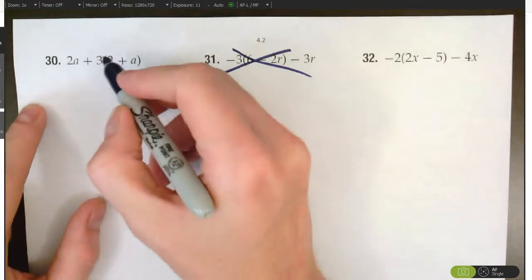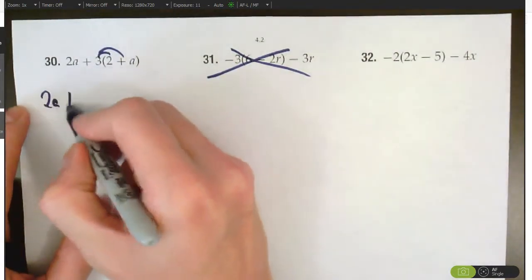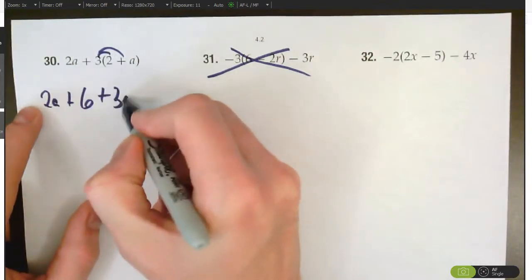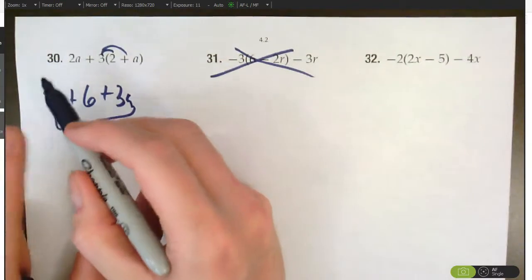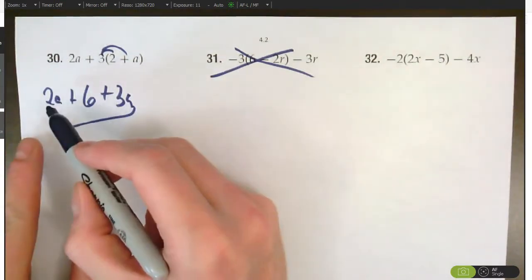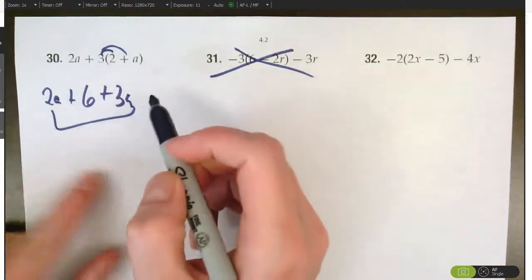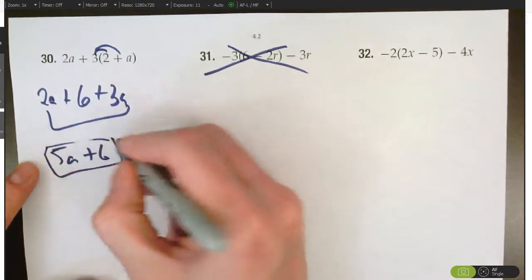For number 30, distribute the 3 to the 2 and the a. Gives us 2a plus 6 plus 3a. Then our like terms are the 3a and the 2a. Now again, remember, I'm adding them, not multiplying them. So I don't want to do a times a, which is what a squared means. I just want to say I've got 2 of them. I'm going to add 3 more to them. That gives us 5 of them. So 5 a's and then plus 6.